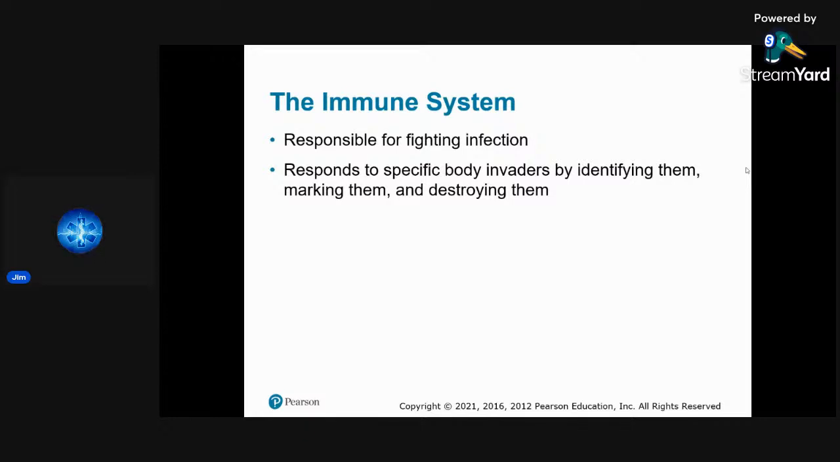The immune system. The whole job of the immune system is to fight infection. It will respond to invaders, mark them, and destroy them.